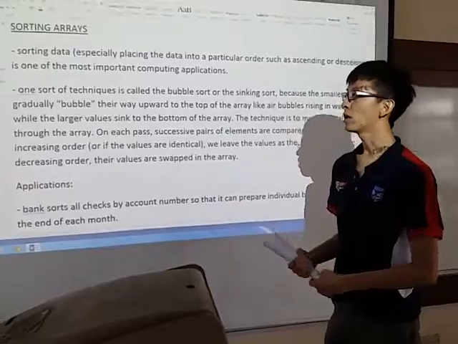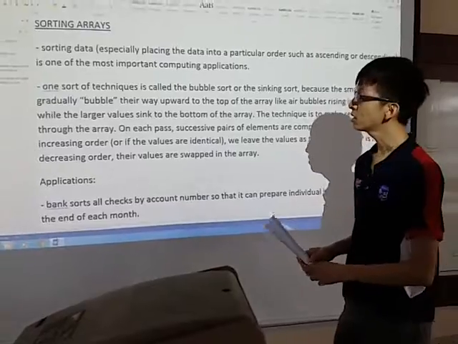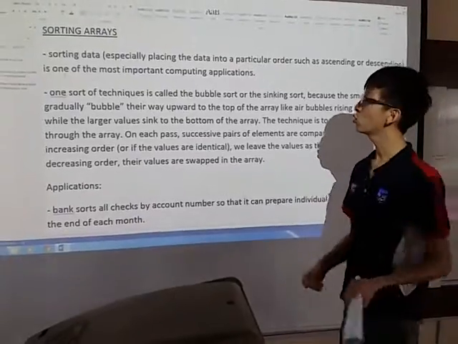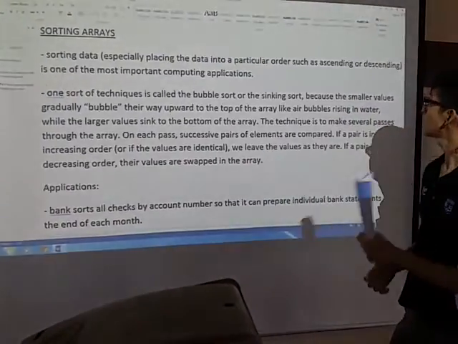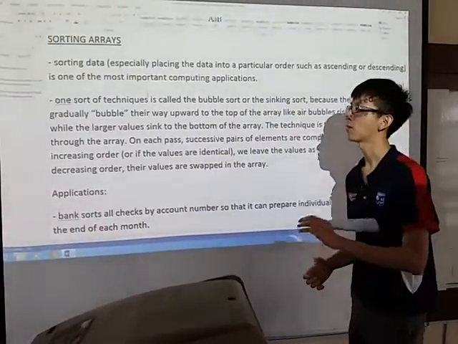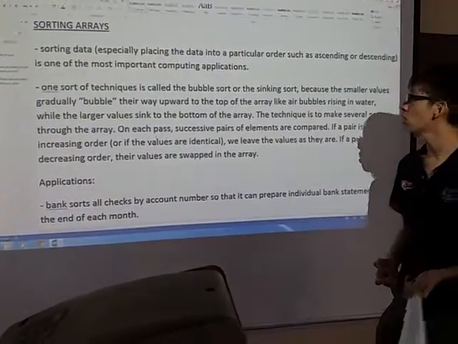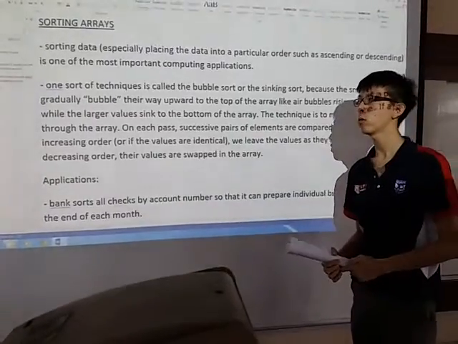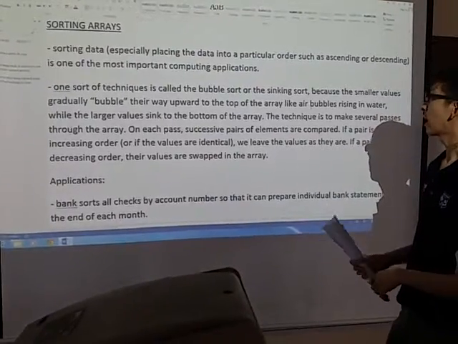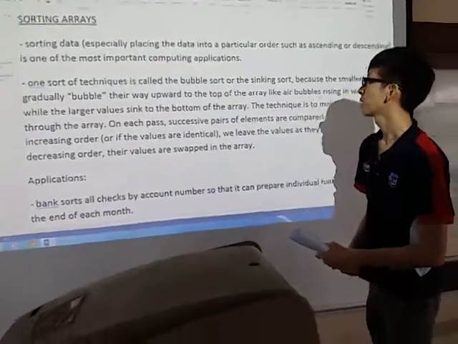So in real life, we are going to use sorting arrays, placing the data into a particular order, such as ascending or descending order, which is one of the most important computer applications in our real life. One sorting technique is called the bubble sort or the sinking sort, because the smaller values gradually bubble their way upward to the top of the array, like air bubbles rising in water, while the larger values sink to the bottom of the array. The technique.